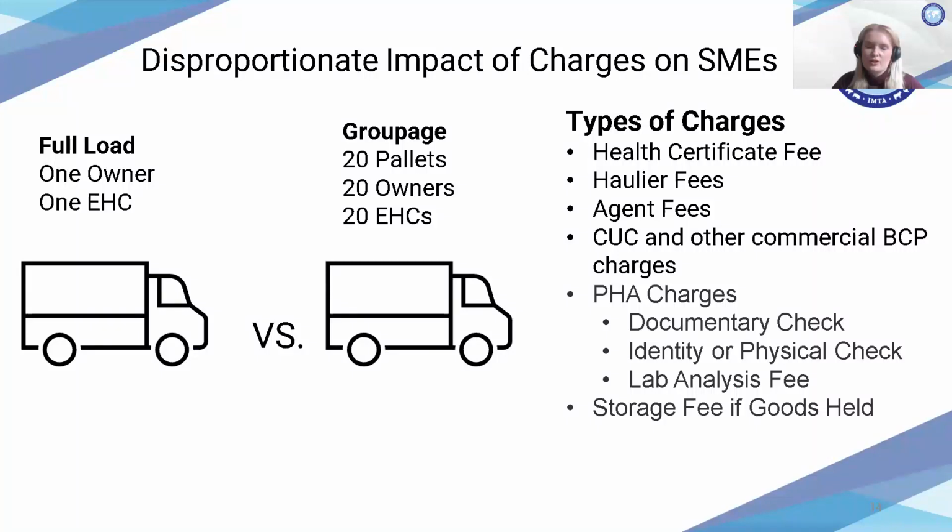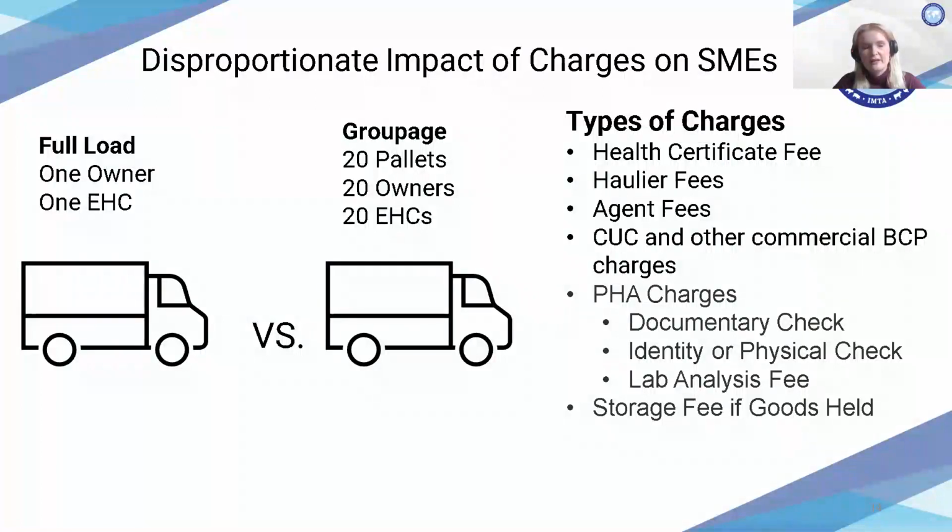So when small companies import from the EU, they might not be importing enough product to justify hiring a whole truck. So they use a groupage model whereby there can be multiple owners transporting product on the same truck. And the issue with that in relation to these charges is that if you're importing just a couple of pallets on a truck, you still have to pay all of these charges. And I've listed the different types of charges that an importer of meat could face.